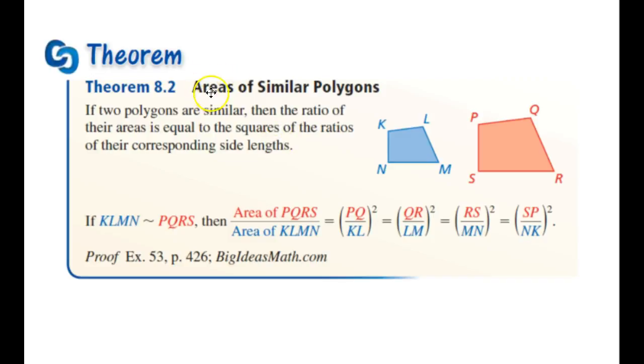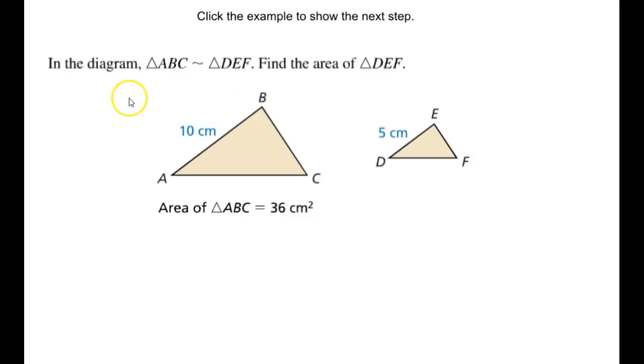The biggest thing here to remember is with perimeter, we're just looking in one direction, right? So I don't have to square anything. I can just use my scale factor. With area, it covers two dimensions, right? Area kind of goes up and down and left and right. So I have to use my squared here. So let's look at an example that'll help us make sense.